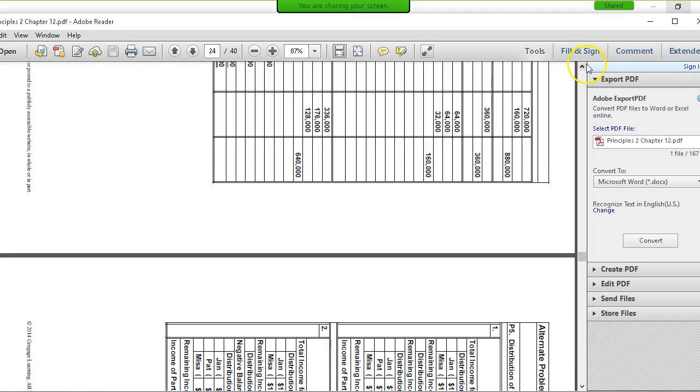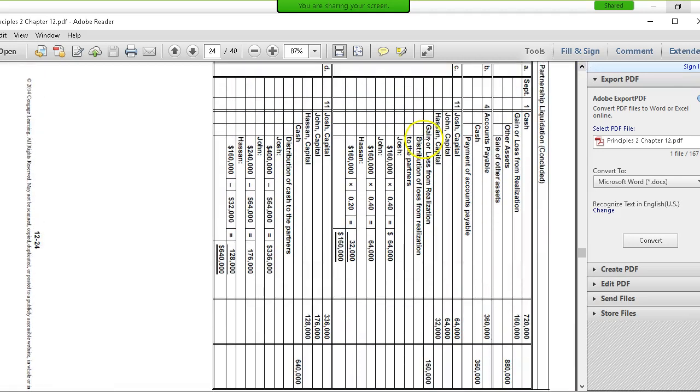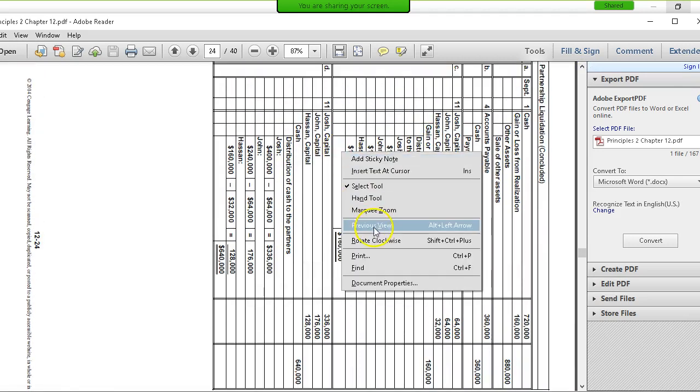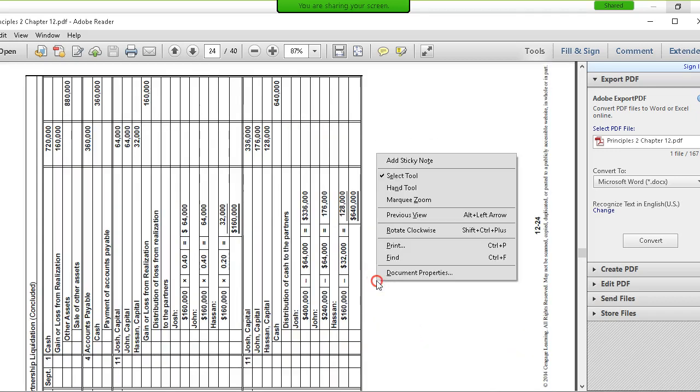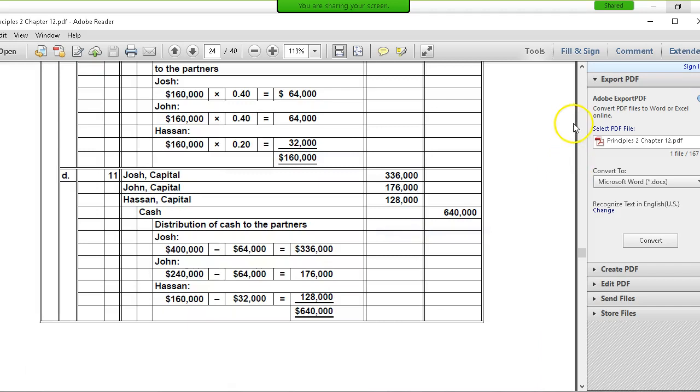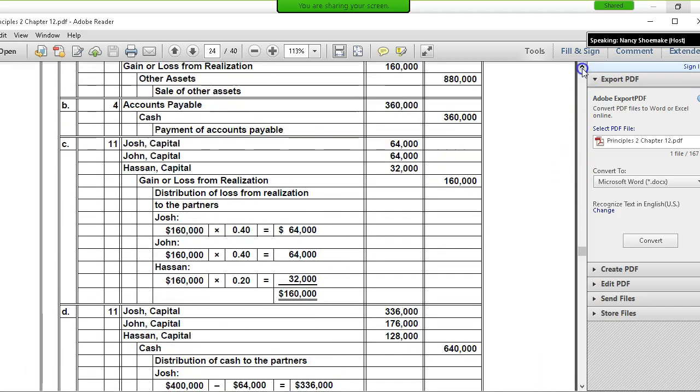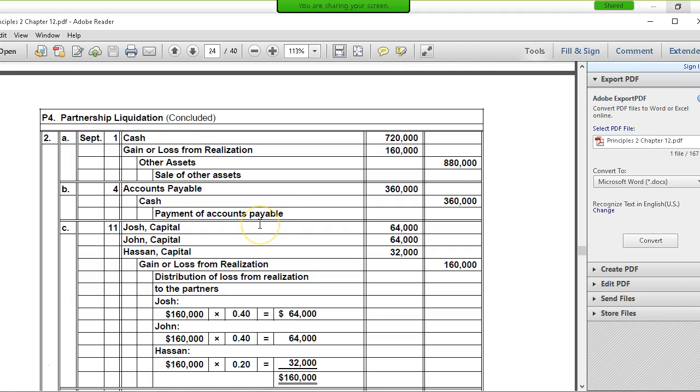Now, as you see on this slide, the journal entries will show you the cash of 720, the loss from the sale of the assets of 160, and we're going to wipe out the other assets, or zero it out from our balance sheet by crediting it. We then are going to pay off our accounts payable.